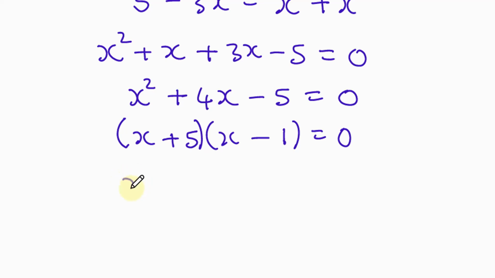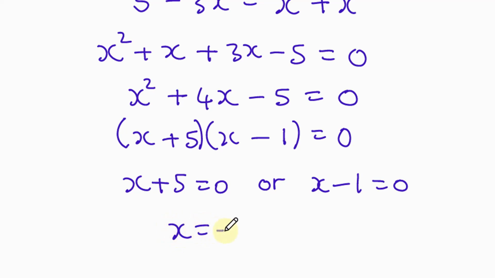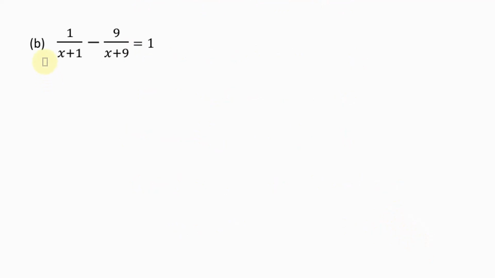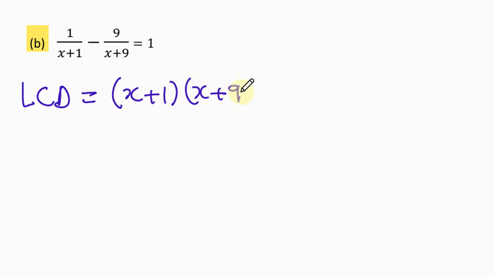So we can solve this equation using the zero product rule. So x plus 5 is 0, or x minus 1 is 0. And now we can solve for x. Then in B, we have to solve this equation. And once again, we have algebraic fractions in the equation. So the first step will be to find the LCD, so the least common denominator. And it's always going to be the product of our denominators. So it's going to be x plus 1 times x plus 9.